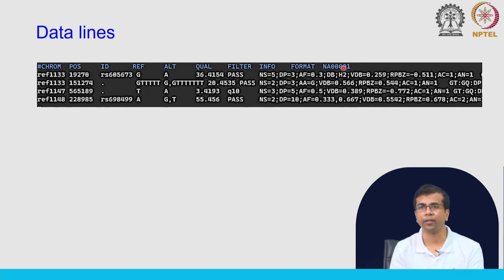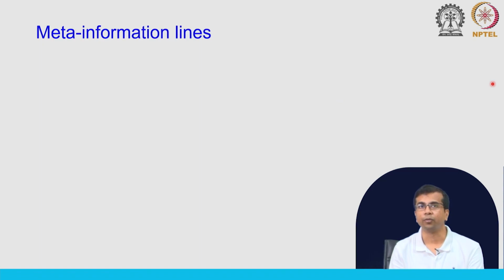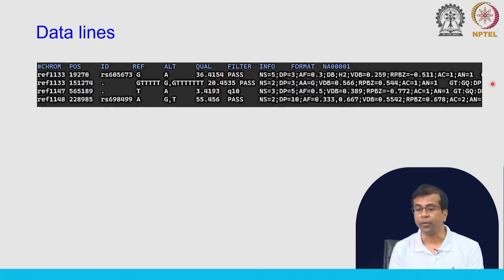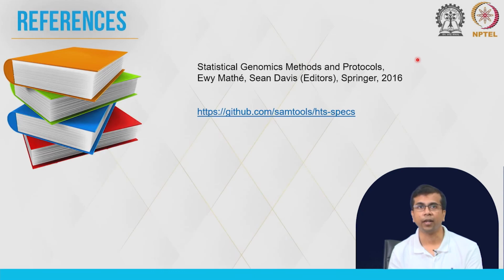Here I am showing just one example sample name, you can have multiple of them, and for each of them you will have this format followed. So, this format GT, GQ, etc., that you can see partly, will be repeated for each sample that you have. So, if you have multiple samples, this information will be given for multiple samples. Then we will talk about the meta information lines in the next class, and then you will understand what the data lines actually contain.